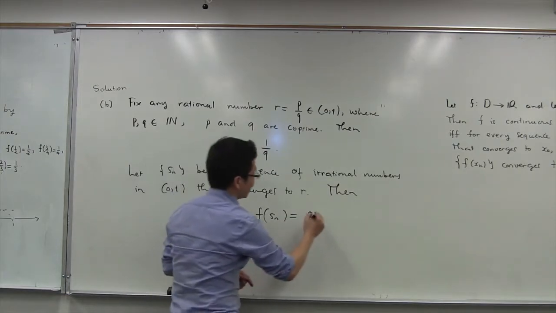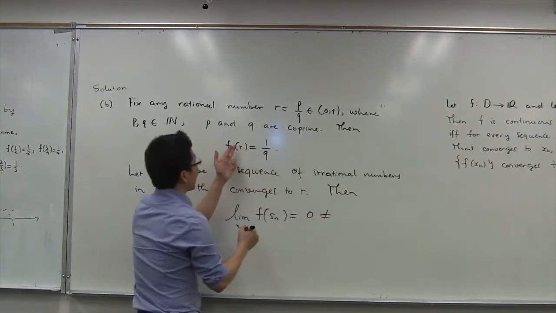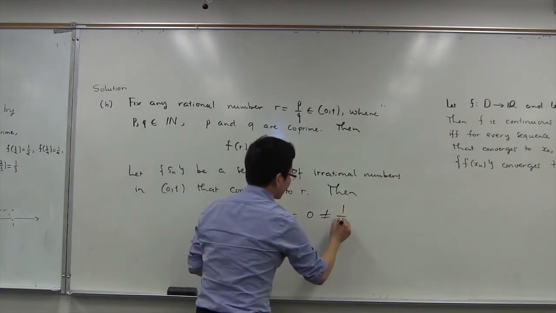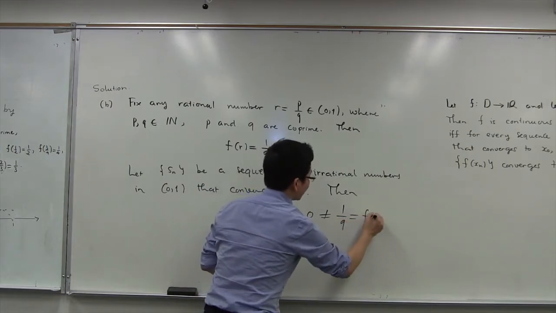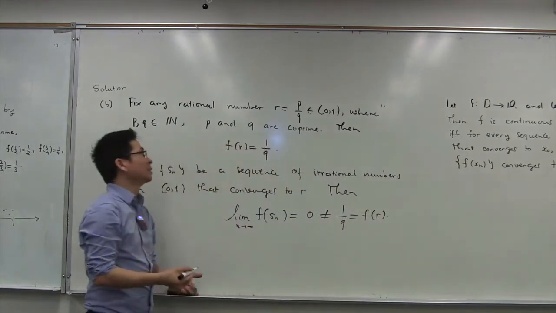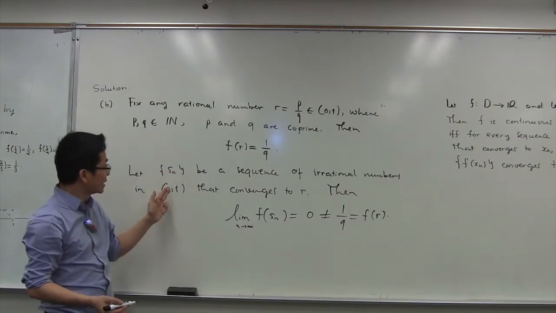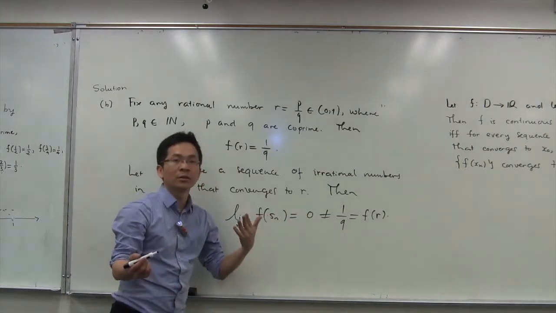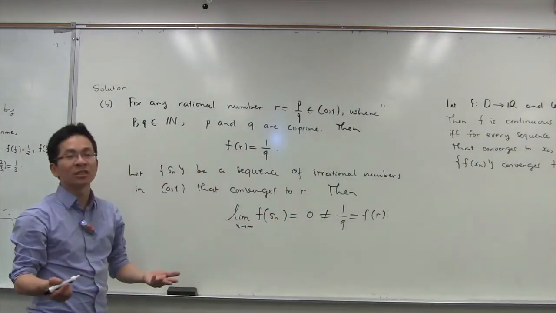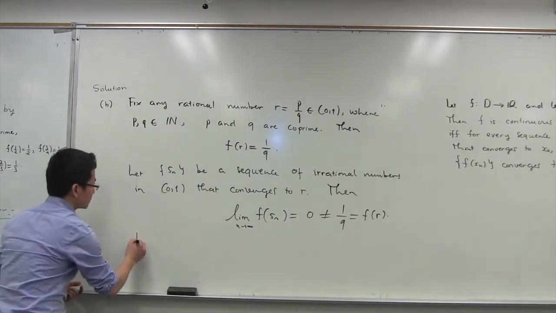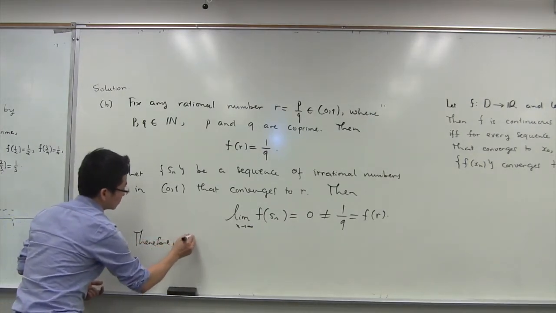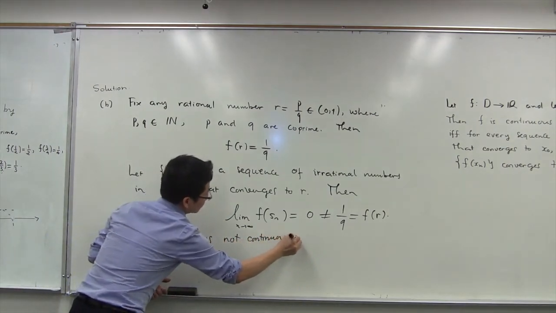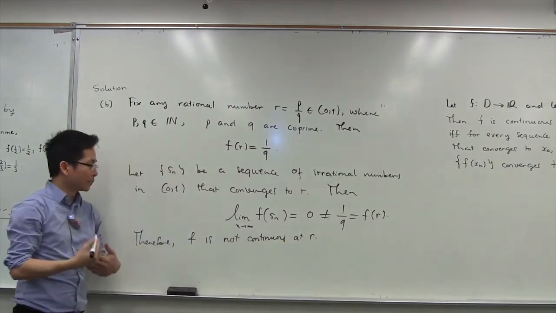And as you know, f of r is 1 over q. So 0 is not equal to 1 over q, which is f of r. So we have found a sequence s_n in the interval (0, 1) converging to r, but f of s_n does not converge to f of r. Therefore, f is not continuous at r. Okay, and therefore the proof is complete.